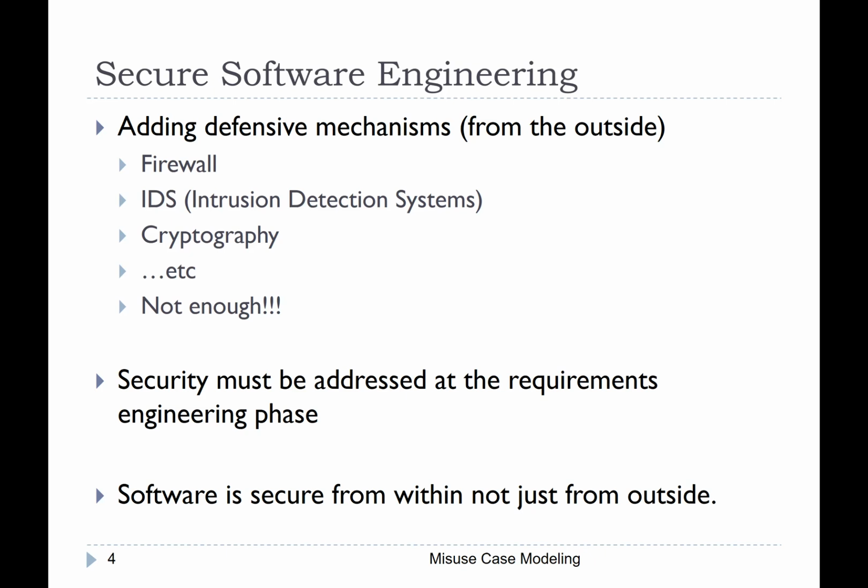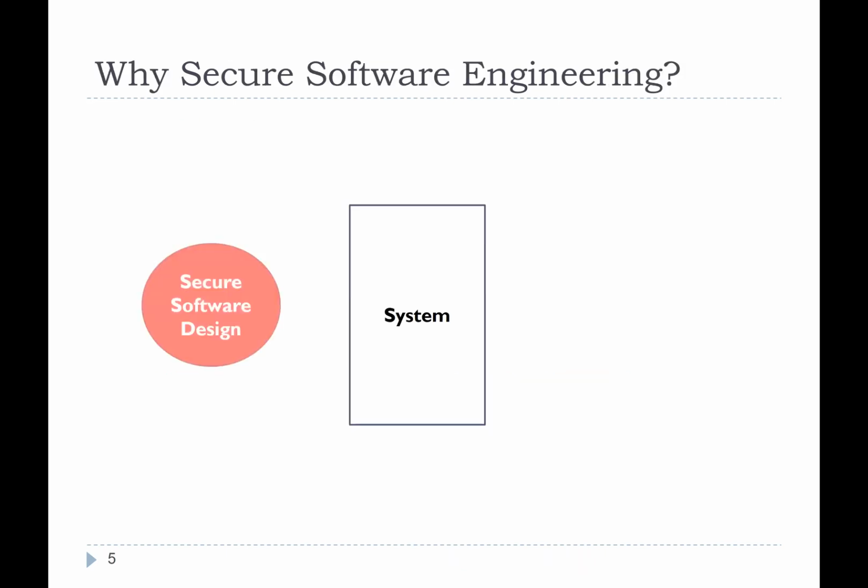In secure software engineering, the philosophy here is that we need to address the security requirements at the engineering phase from the very, very beginning. The premise of secure software engineering is that we are going to get the system to defend itself, not just to wait outside for those generic defensive mechanisms to help us out.